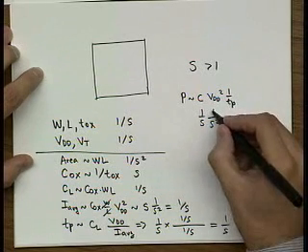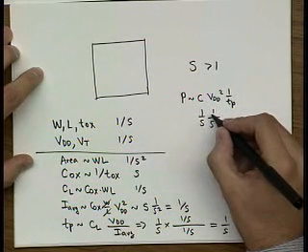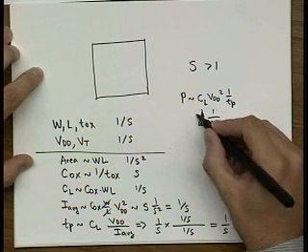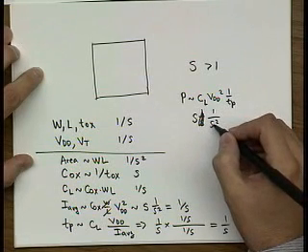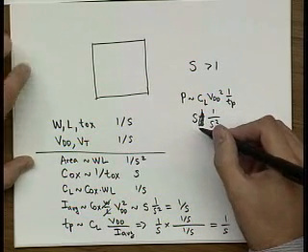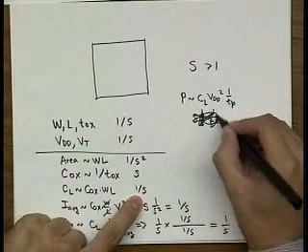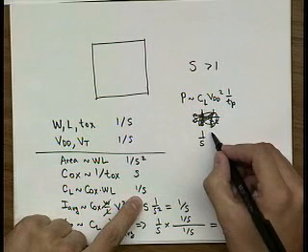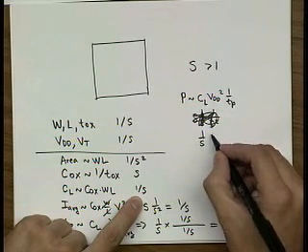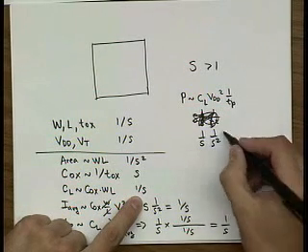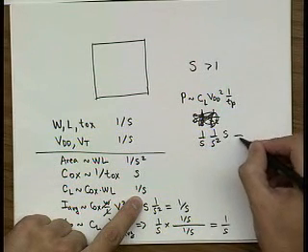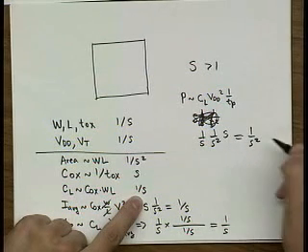Let's see, CL is 1 over S. Let's do this again. So CL is 1 over S, VDD squared is 1 over S squared, and 1 over TP is S. Right. Okay. So that gives you power equal to 1 over S squared.